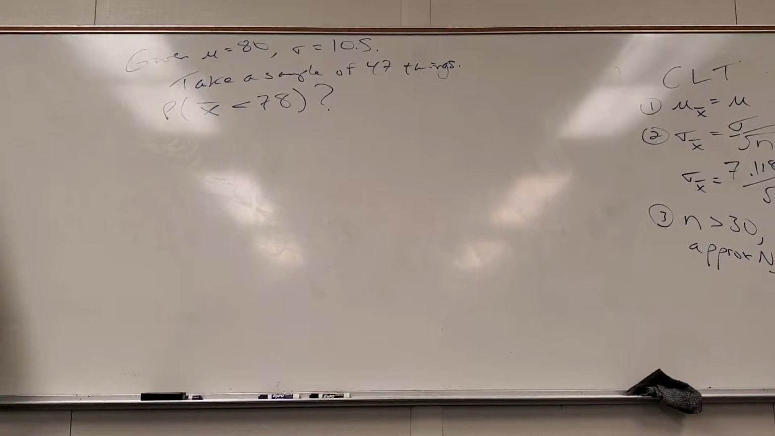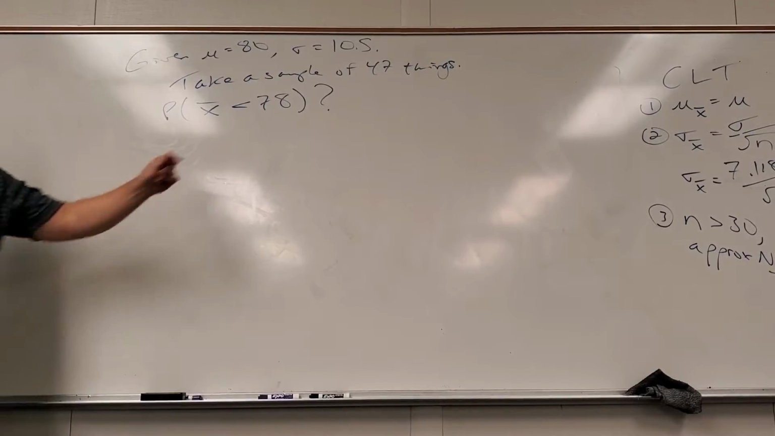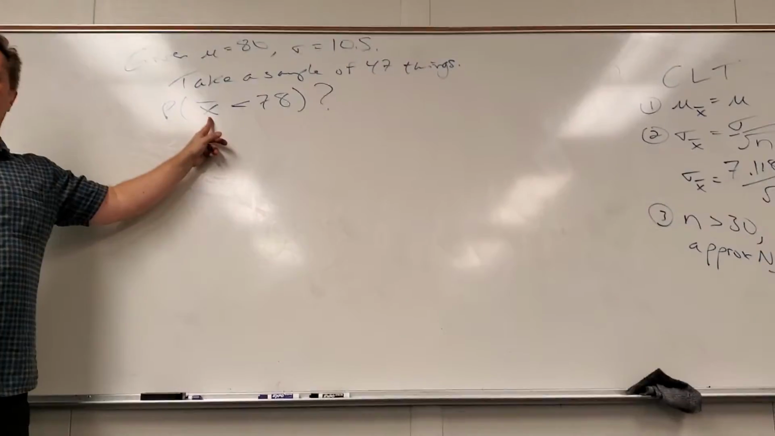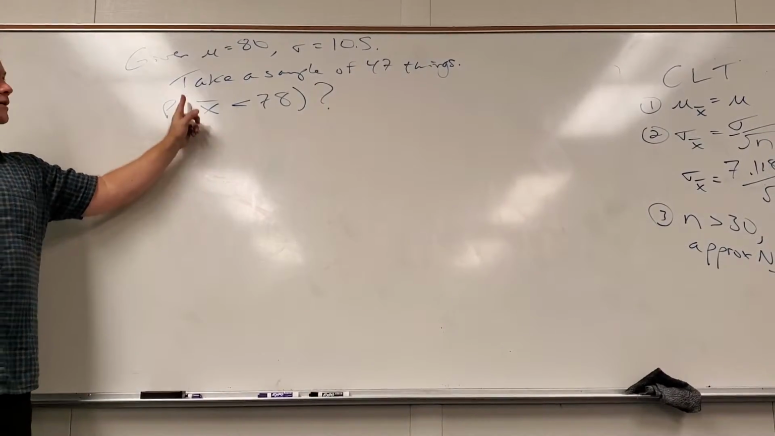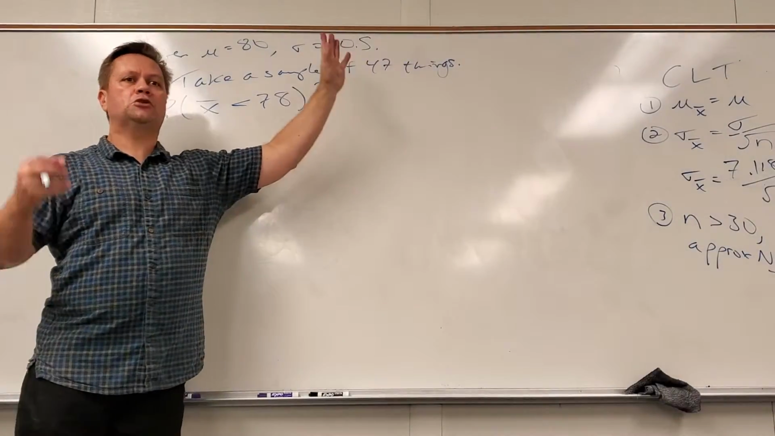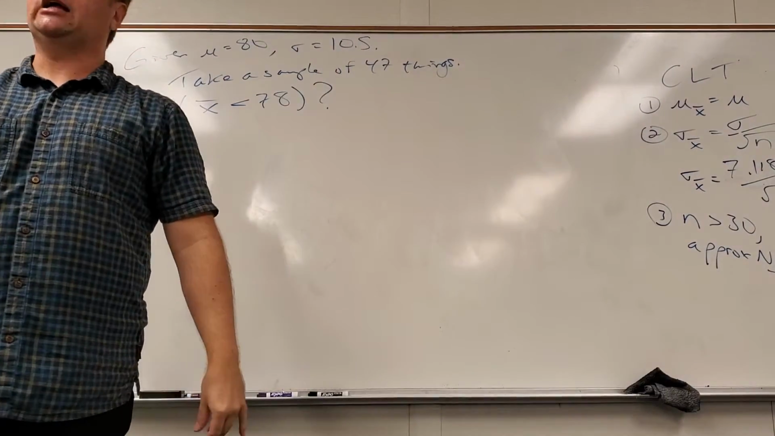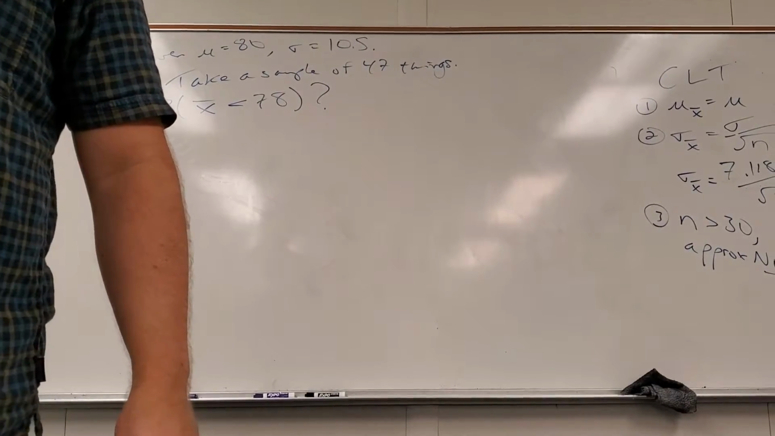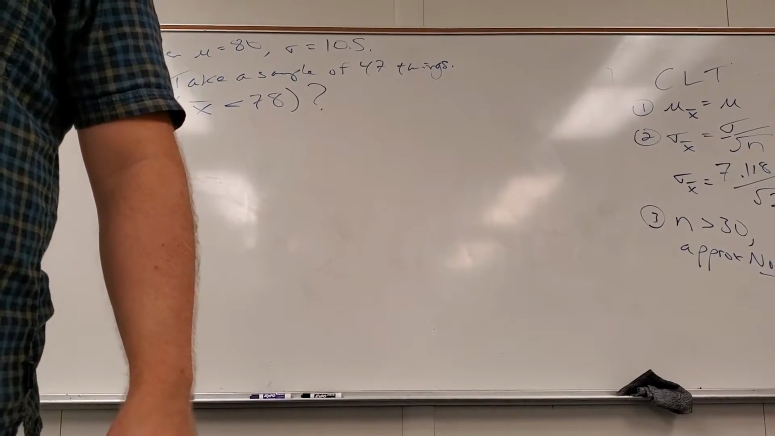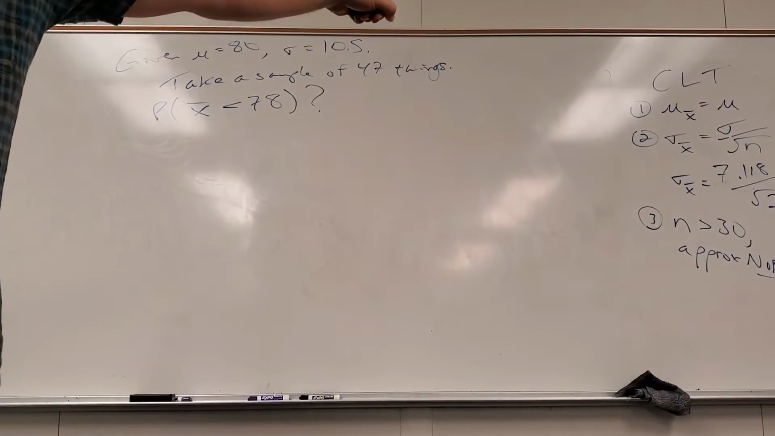There's two main differences. One is, what symbol is normally here? X. And now I've got X bar. Why do I have an X bar? Because I took a sample. So those are the two differences. I took a sample and I'm asking a question about the sample mean. That's my trigger to know to do that.